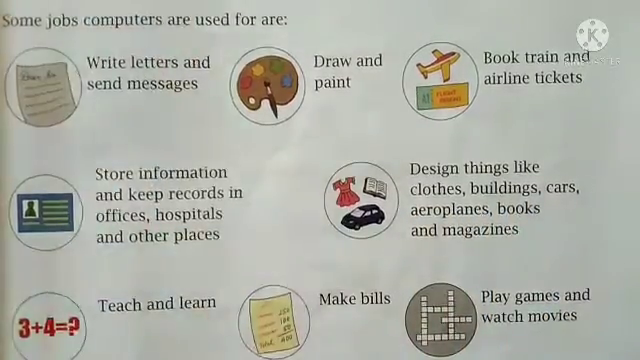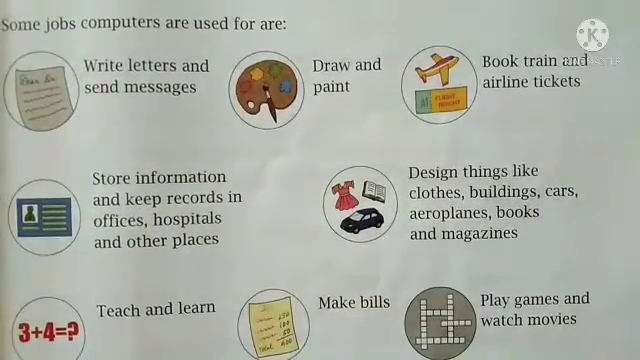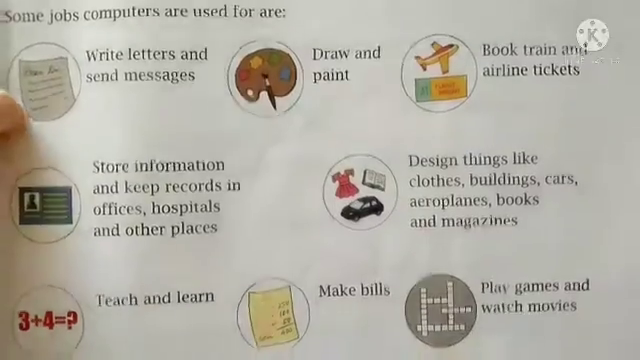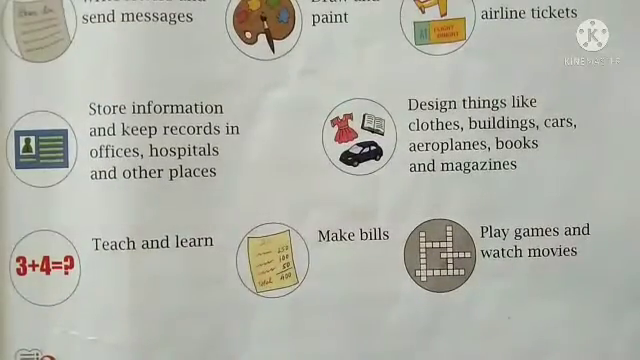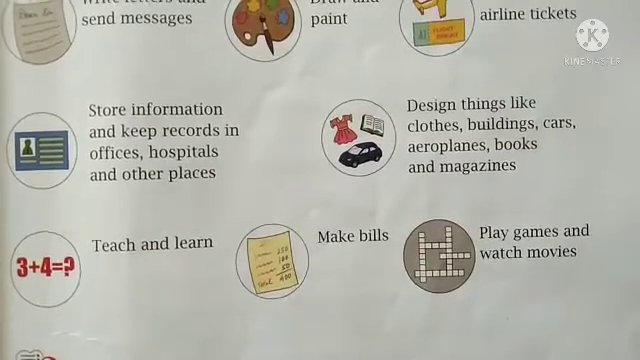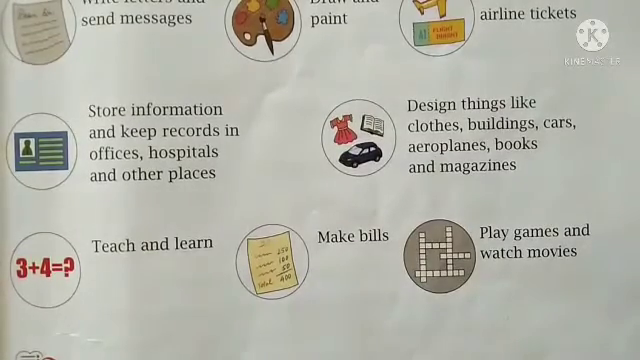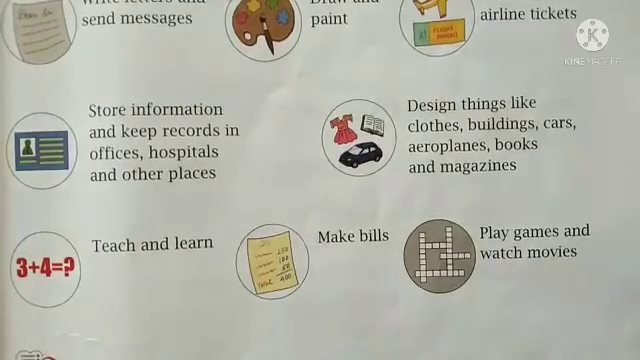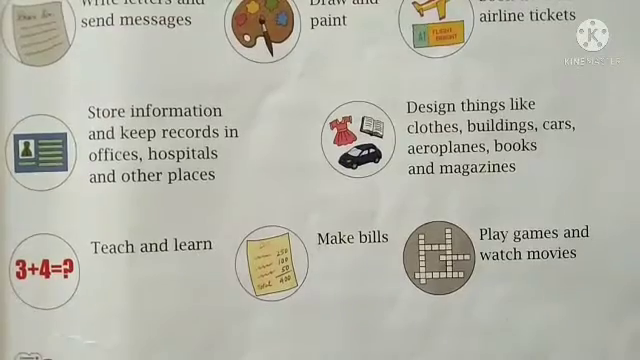So whatever, see this book is also designed in a computer. So we can design these things. Then we can learn and teach, like we teach you, you learn. Okay. Then make bills at shops, at restaurants, at shopping malls. So there a computer is used for making bills. And then play games and watch movies. We can even play games and we can even watch movies on a computer.